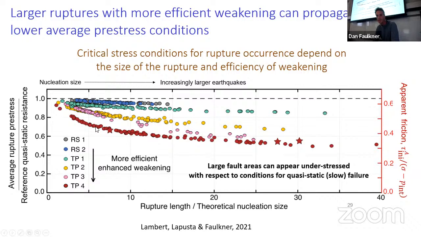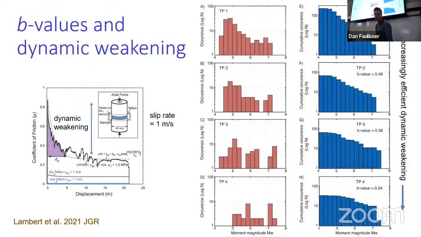So the more the fault weakens when we have an earthquake, the bigger the earthquake gets, and the more it is able to plow through these low stress zones. Okay, so why is this important? Well, it kind of feeds into the B values.